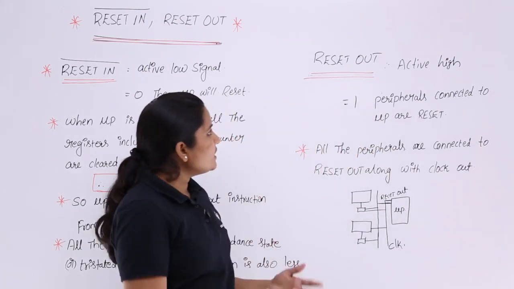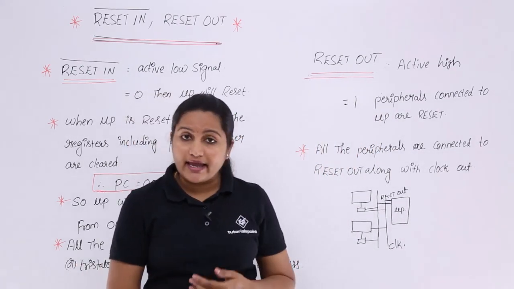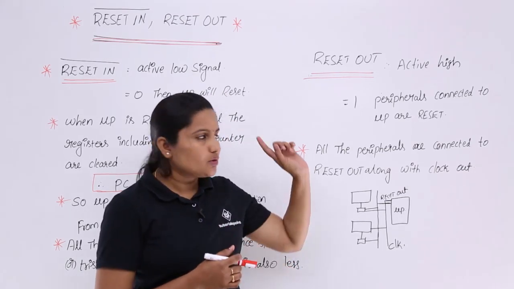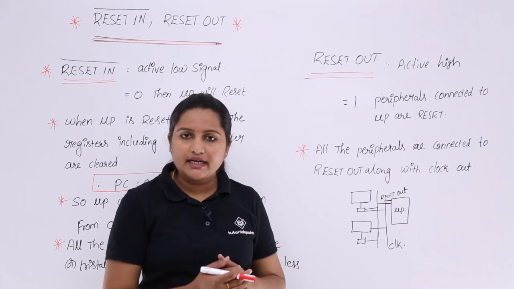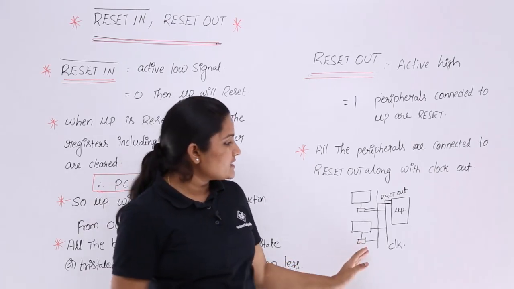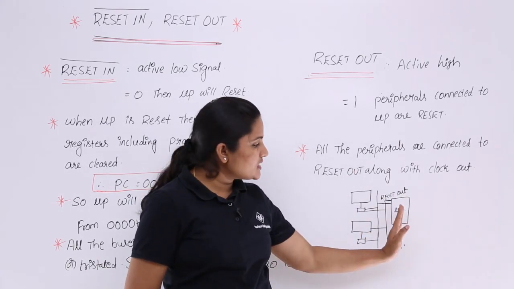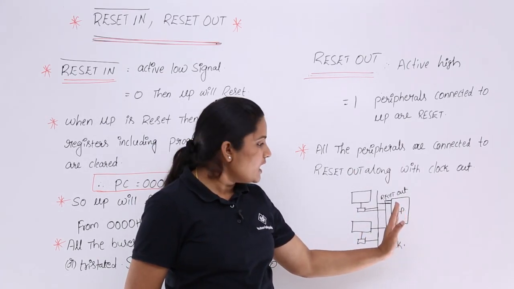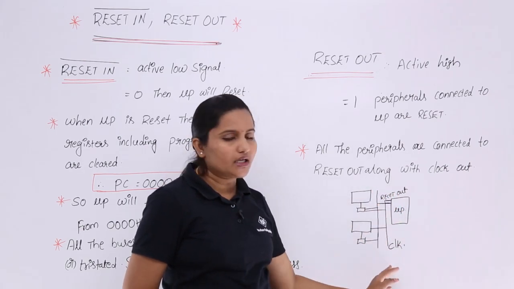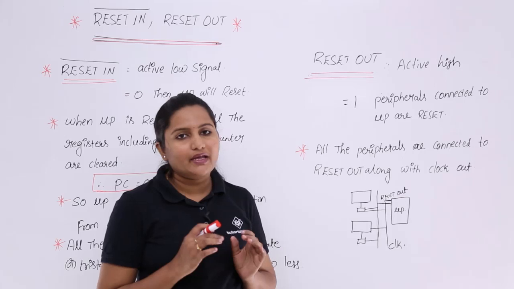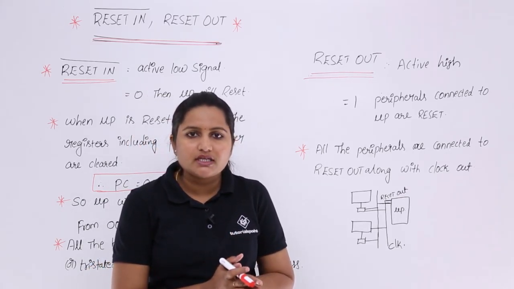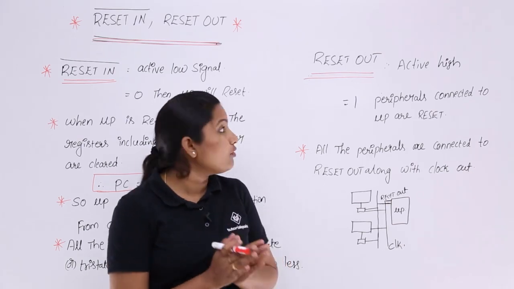Here, coming to RESET OUT, this is an active high pin, that means 1 on it enables it. So, this RESET OUT will indicate reset of the peripherals connected to that microprocessor. For example, take this diagram. This is our 8085 microprocessor, and from here we have a reset out pin connection and a clock connection. All peripherals which are connected to this 8085 microprocessor are connected to the reset out pin.